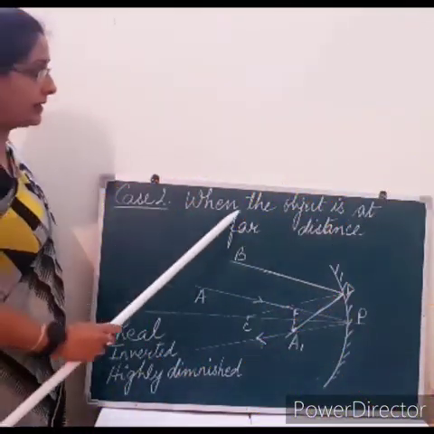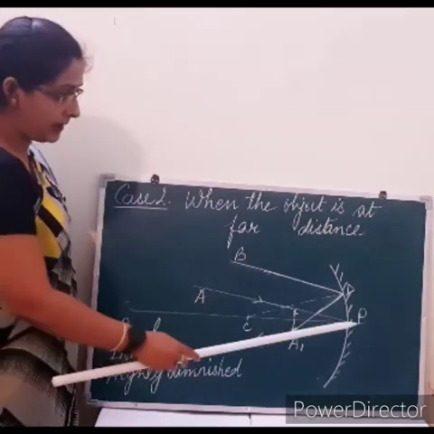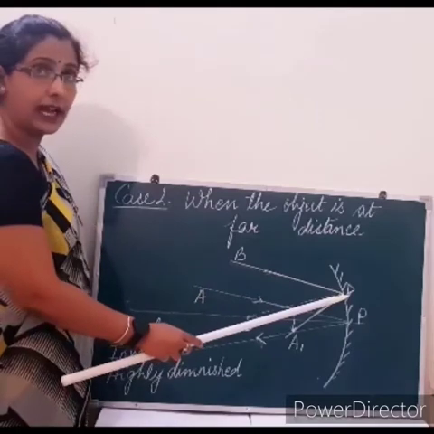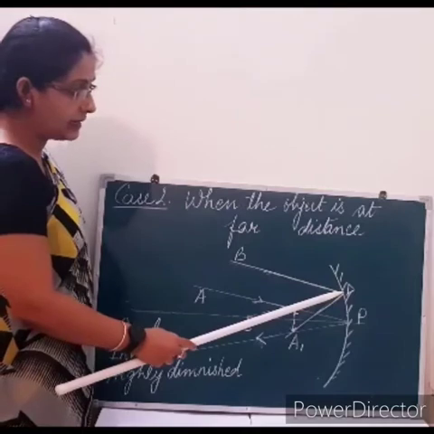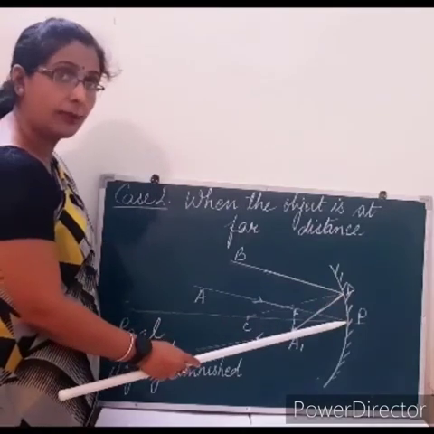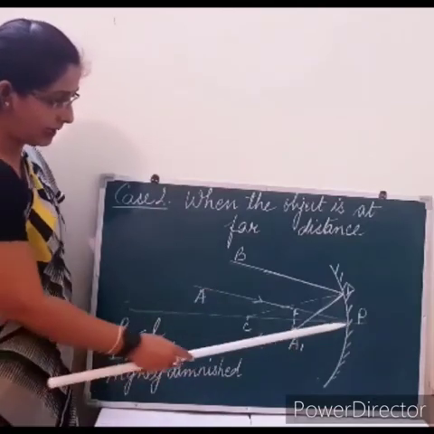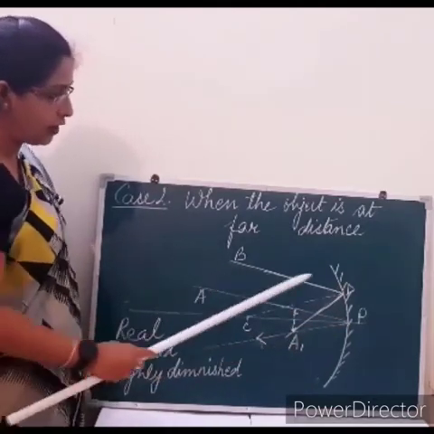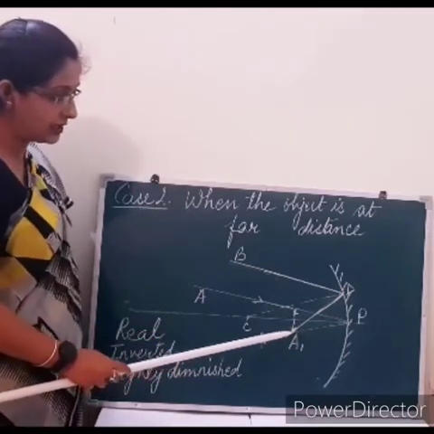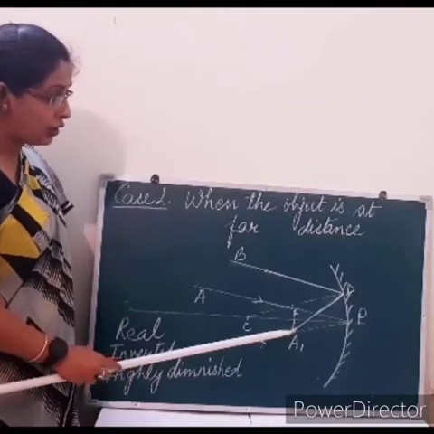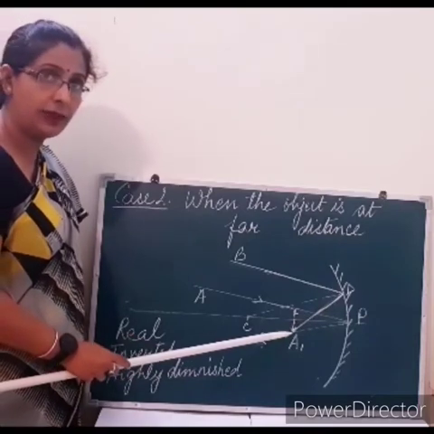Second case is when the object is at far distance. Here two rays AP and BD are taken as incident ray and they are parallel to each other. They are incident at the point D and P, P is pole. So the reflected ray here will be PA1 for AP and DA1 for BD. These two reflected rays are intersecting each other at focus. So an inverted, small image on the same side will be formed.